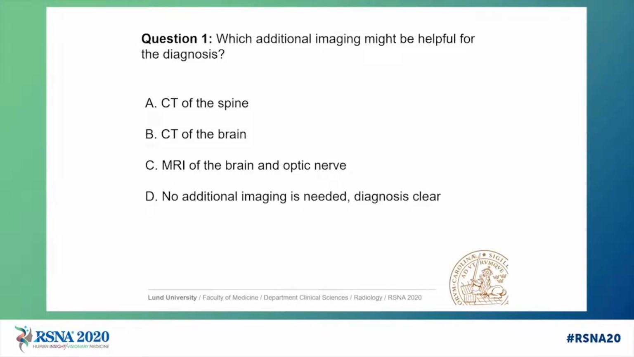So my first question is, which additional imaging might be helpful for the diagnosis? And you have the choices A, B, C, and D. The correct answer is MR of the brain and the optic nerve.